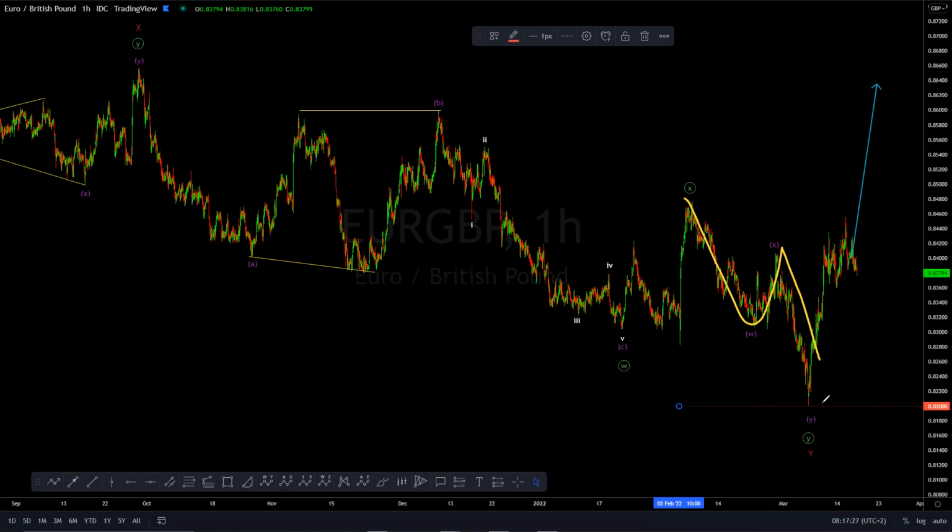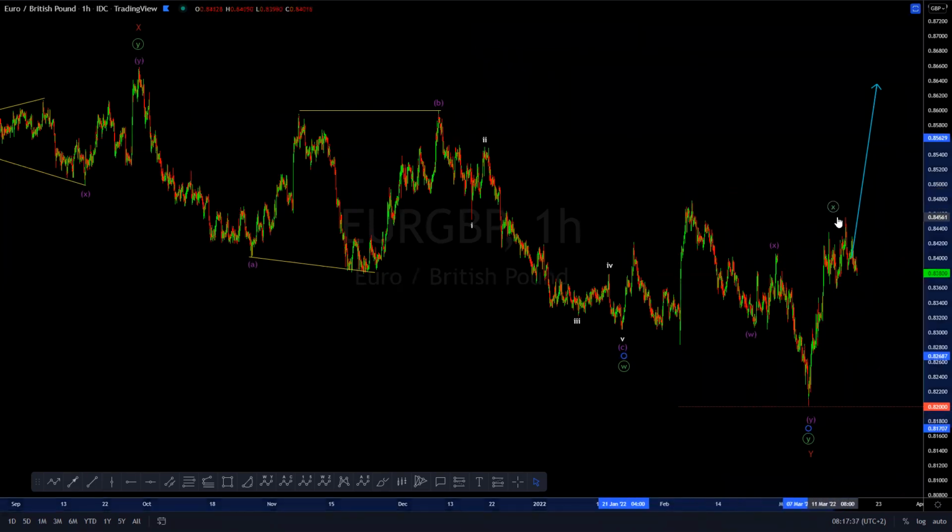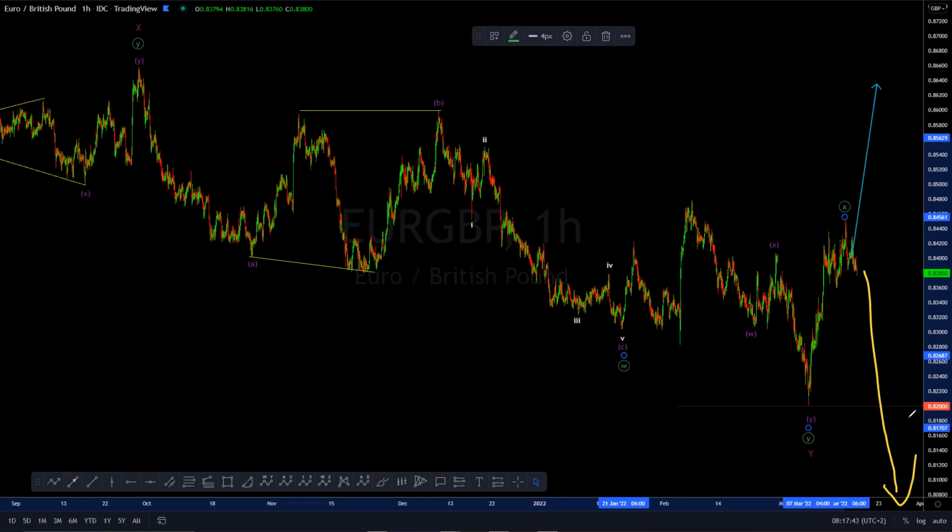Okay, so now the question is, which of these two views, one of them being upside from here on, the other one being downside from here on, are we looking at? As a possibility with the higher probability.